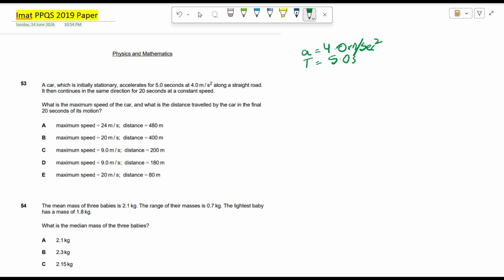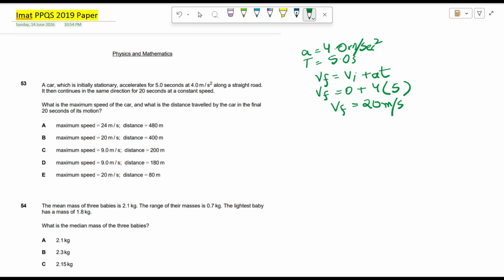So initially they are asking us about the maximum speed of the car, right? So basically the formula which we're going to apply here would be Vf is equal to Vi plus AT. Now see, initially the car was stationary. Stationary means the initial velocity of the car is 0, right? So 0 plus acceleration, which is 4, time, which is 5. So the final velocity or the maximum velocity is 4 into 5, which is 20 meter per second. So we have found our maximum speed.